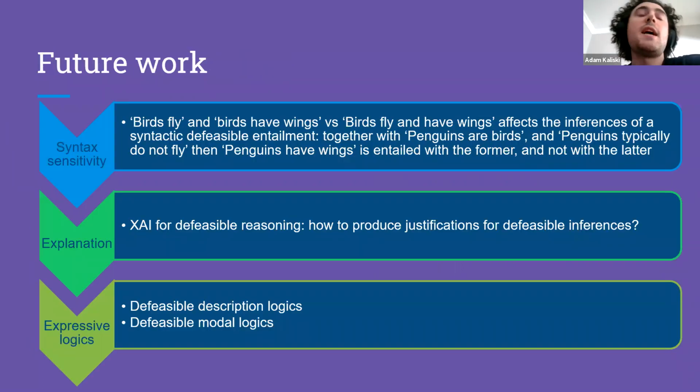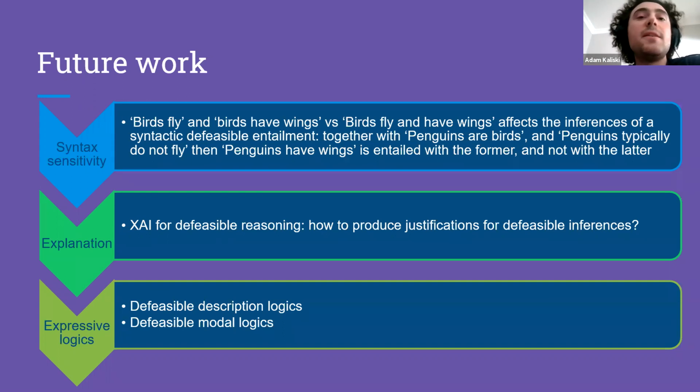So on the theoretical side of some future work for the KLM framework, we have selected an example of syntax sensitivity, which is the property that if you have a syntactic defeasible entailment relation, that is, it's defined with reference to the syntax of your knowledge base. The example is that if you have that birds fly and birds have wings as separate statements versus the classically logically equivalent single statement of birds fly and have wings, then if you use a syntactic defeasible entailment like lexicographic closure, you will either entail that penguins have wings or you will not, depending on which of those two different sets of statements you have in your knowledge base.